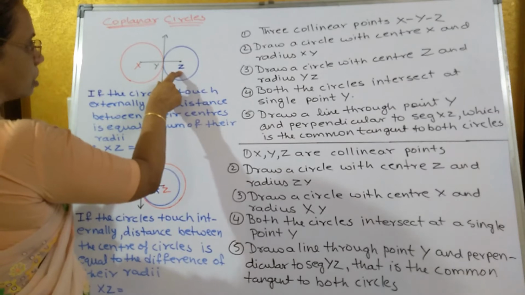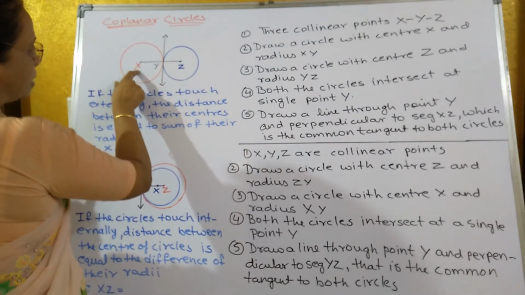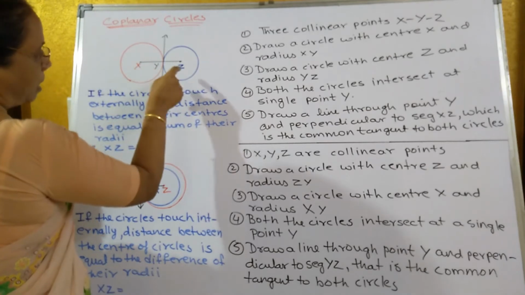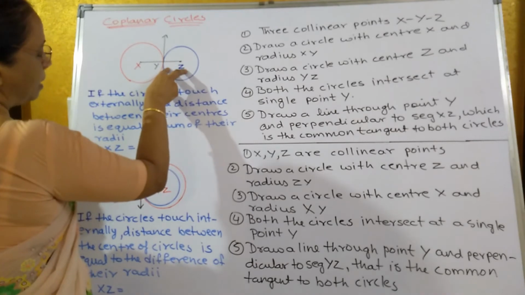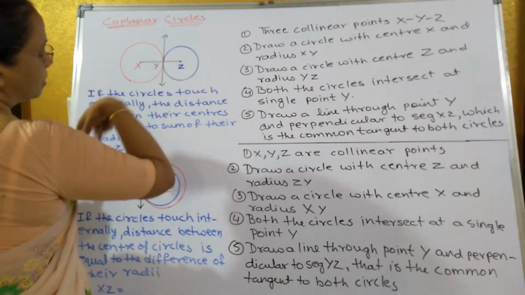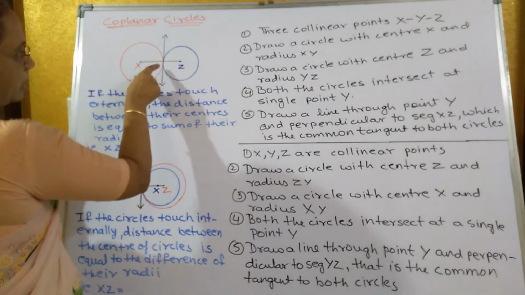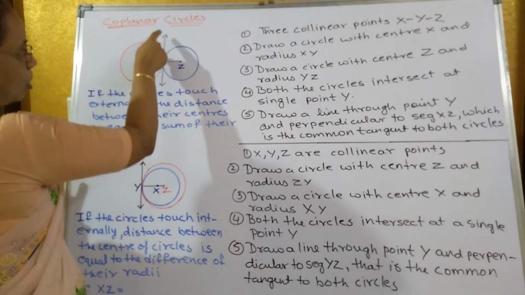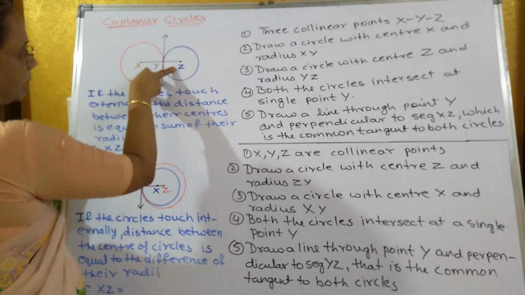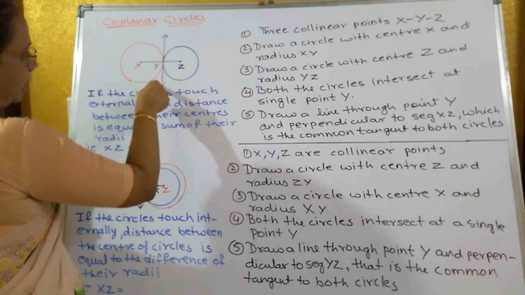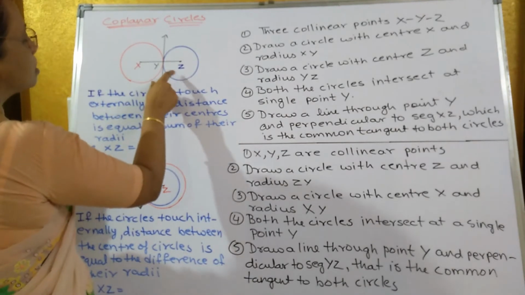So draw a circle with center X and radius XY, which I have shown in red color. Then again draw a circle with center Z and radius YZ, and this blue circle is drawn with center Z. Both circles will intersect at a common point Y. Now draw a line passing through point Y and perpendicular to XZ. That particular line is known as a tangent. This tangent is common to both circles.